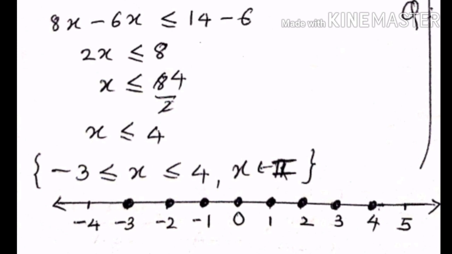Then we have to draw it on a number line. For the number line we take one more number from the left and from the right, and we put dark dots on the numbers which are our solution. Minus 3 less than or equal means minus 3 is included, and less than or equal to 4 means 4 is also included. So between minus 3 and 4 all the numbers we have to make a dark circle, and that is our solution.